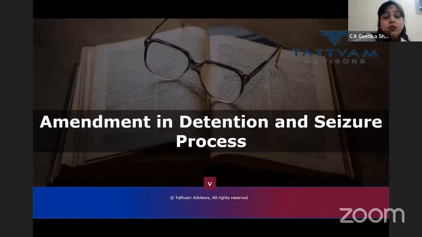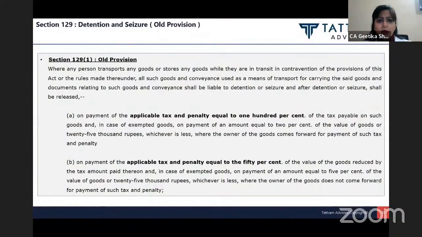Now, another very important amendment that has come up in this 2021 budget, which became effective from 1st January 2022, is the amendment in the detention and seizure process. There are some very minute amendments as well, but we'll focus on the very important one, which is the change in the penalty clause.